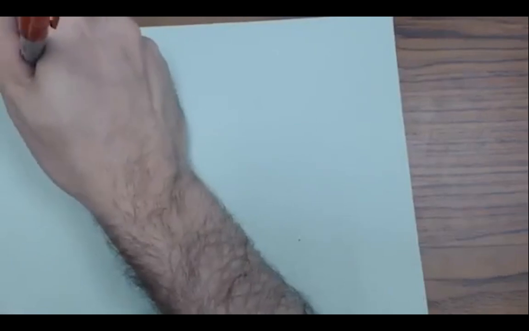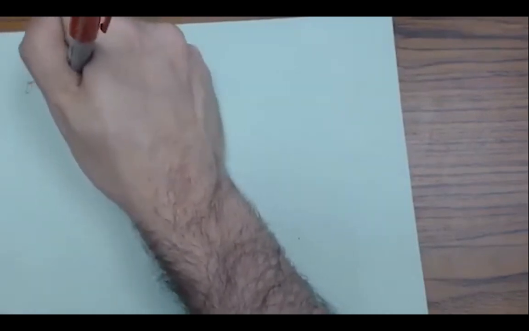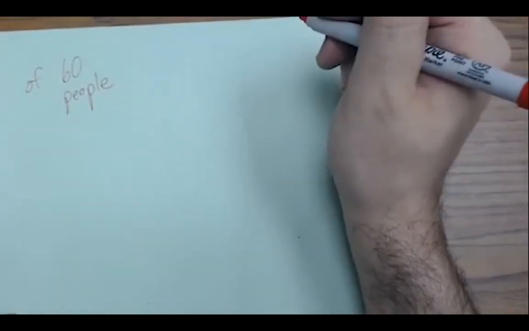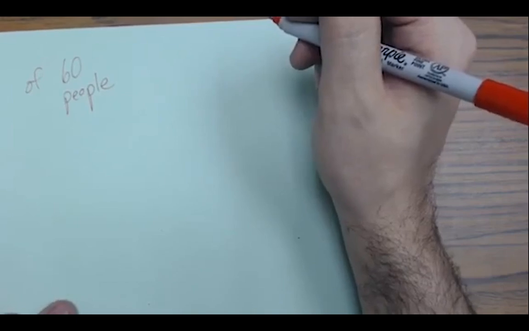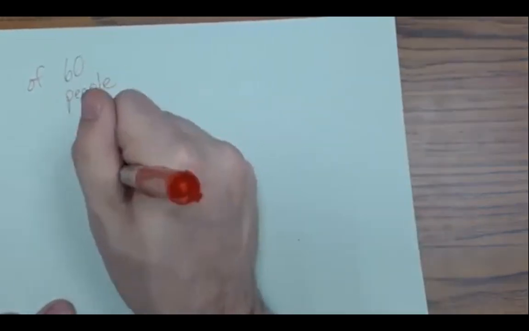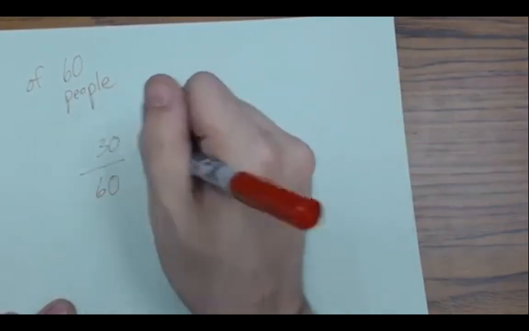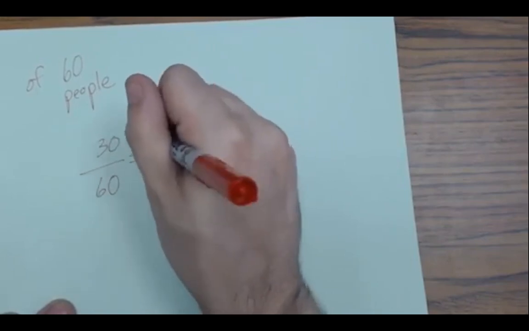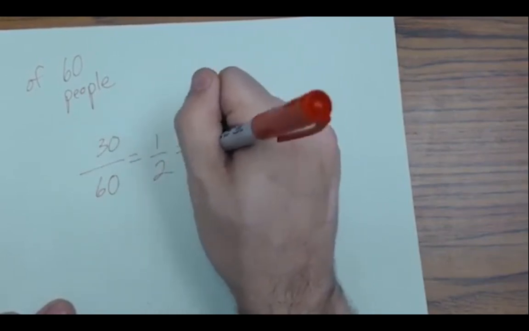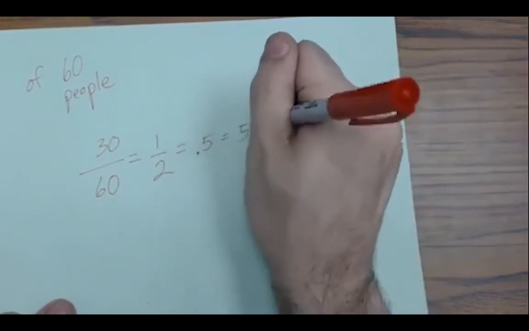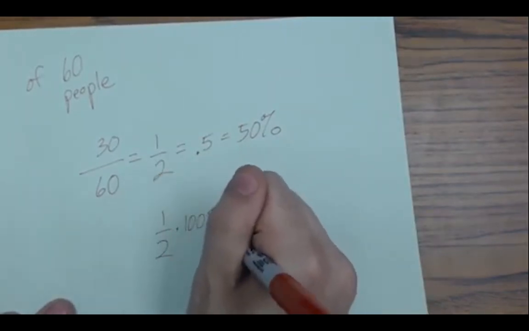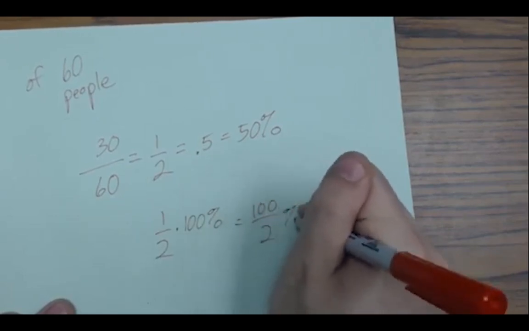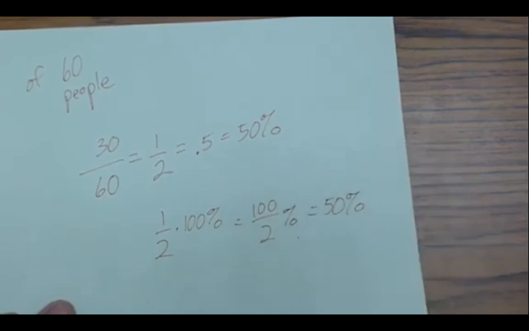In a recent survey of 60 people, 30 said that their favorite color of car is black. What percent of the people surveyed liked black cars? Well, that is 30 out of the 60 people. We can reduce 30 over 60 to 1/2. 1/2 is 0.5, is 50%. Or from 1/2, you can go 1/2 times 100% is 100 over 2%, is 50%.